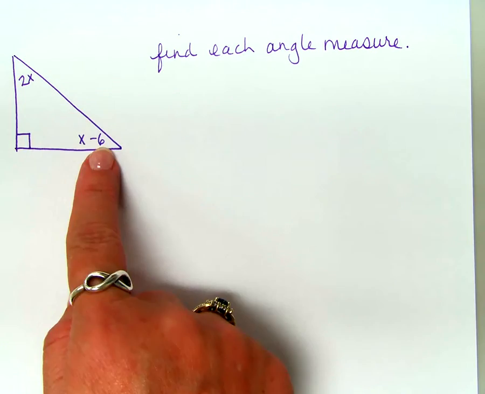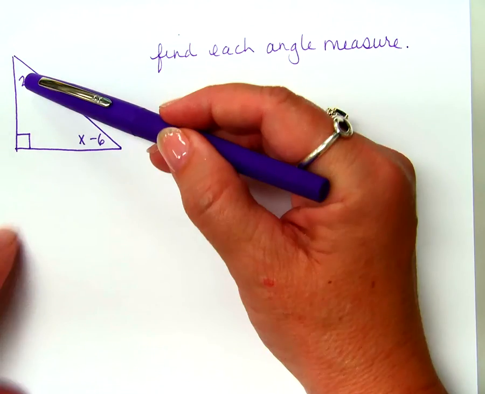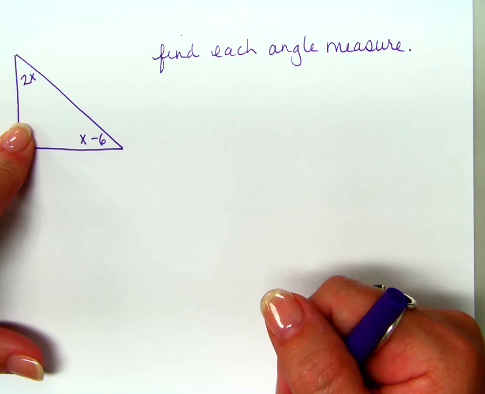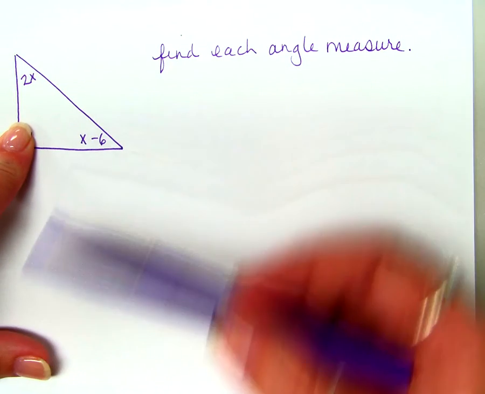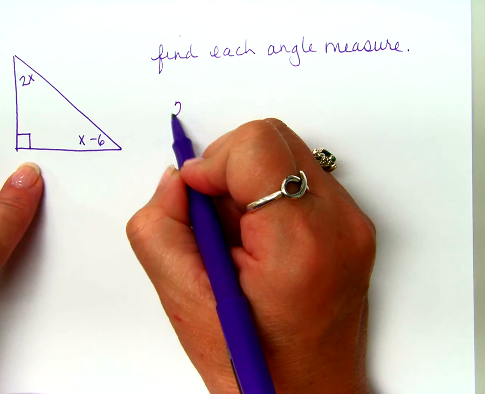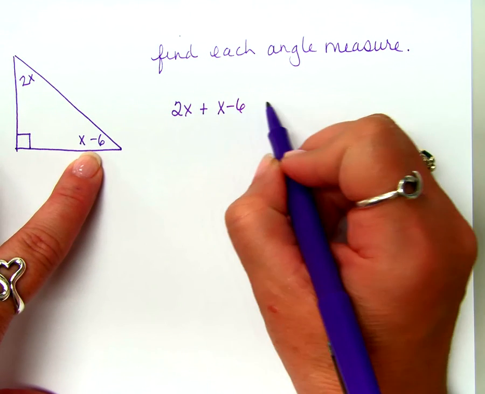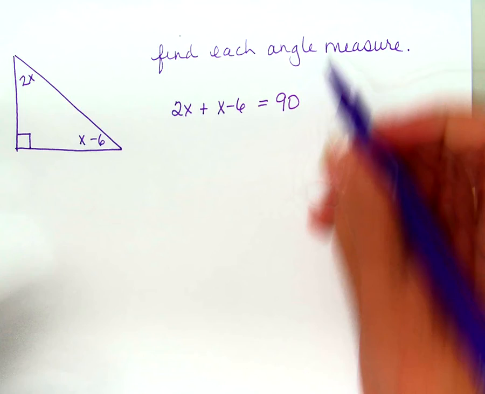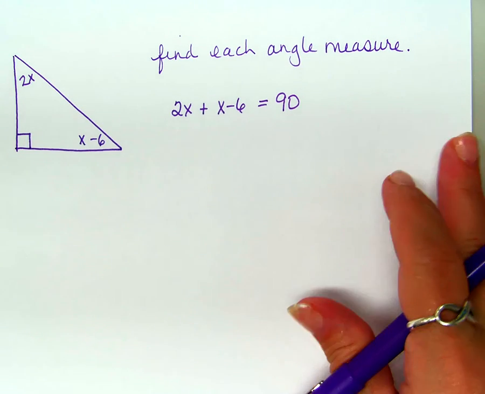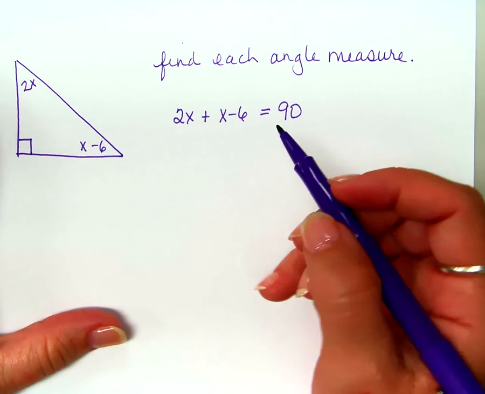These two add up to 90, don't they? Because all three angles have to add to be 180. I already used up 90 in this angle. So these two need to add to be 90. So 2x plus x minus 6 should equal 90, shouldn't it? Is that an equation we know how to solve? Okay, how do I solve it?